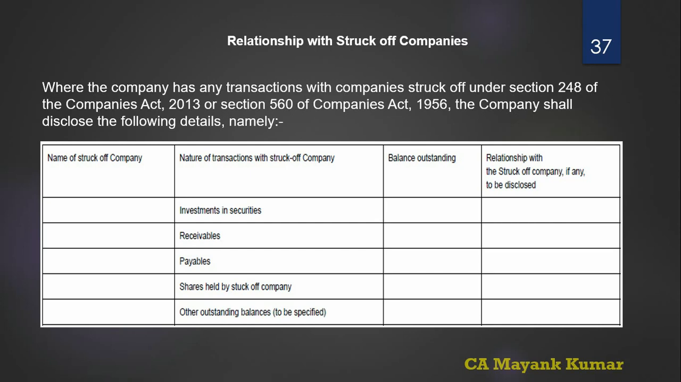For this, the company can simply download the list of the struck off companies from the MCA website and then check from its list of parties like trade payables, trade receivables, loans given, loans receivable, loans payable, whether those parties are included in that list or not. And then the company will make disclosures for the transactions that have been entered into.